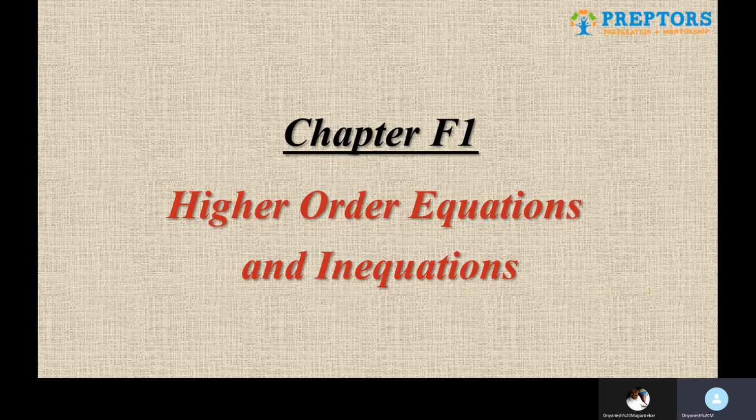Hi everyone. So we are continuing the algebra module and we are starting with chapter F today. Chapter F has the first topic, which is higher order equations and inequations. So far we have seen in chapter E linear equation and quadratic equation. Now we are going to do higher order equations.